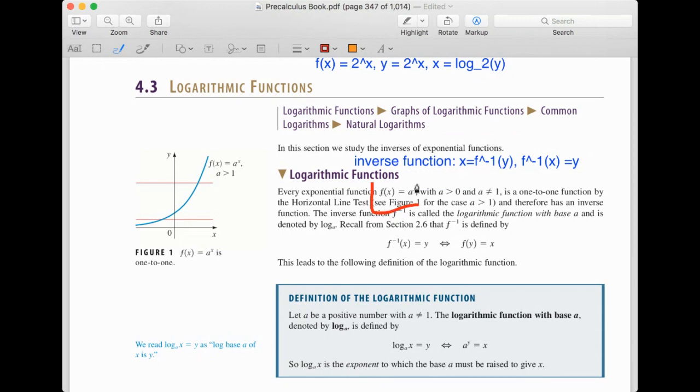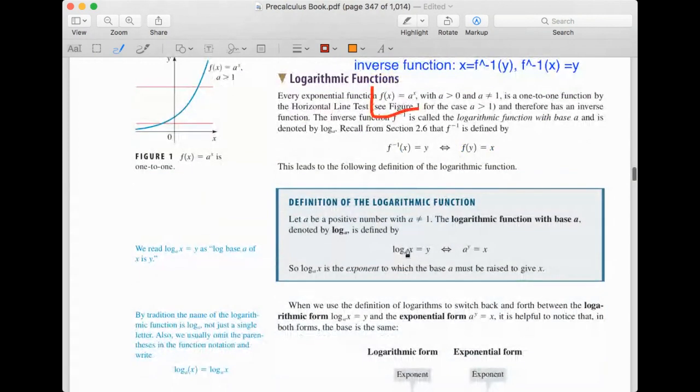So f of x equals a raised by x. We can write this as f inverse of x equals y, or switch the notation, x equals f of y. We do this for these exponential functions, right? If we have a raised by x equals y, then we can write log base a of y equals x. Then we switch the notation of x and y because we want to write it as a function. So now we have the logarithm function. This is the log function: f of x equals log base a of x.